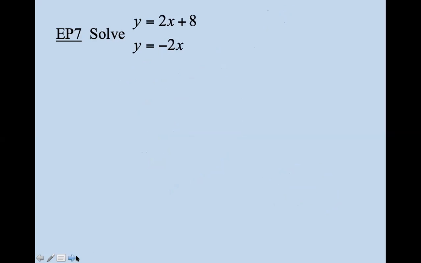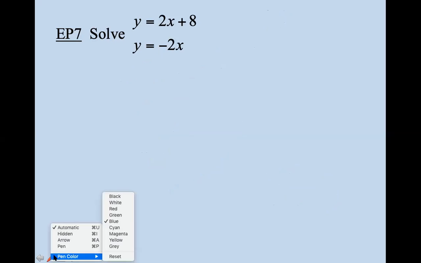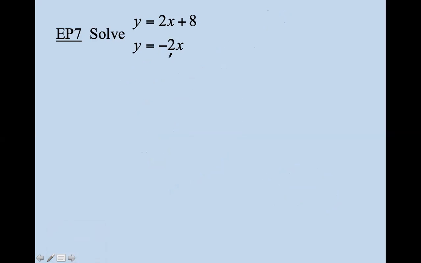All right, let's look at our next example. This time we have y isolated in both of them, right? So it doesn't matter where I substitute. I know y is equal to 2x plus 8. I know y is equal to -2x. So I can either put this 2x plus 8 down here for this y, or put this -2x up here. It doesn't matter. I'm just going to go ahead. I know y equals 2x plus 8. I'm going to replace that y with 2x plus 8.